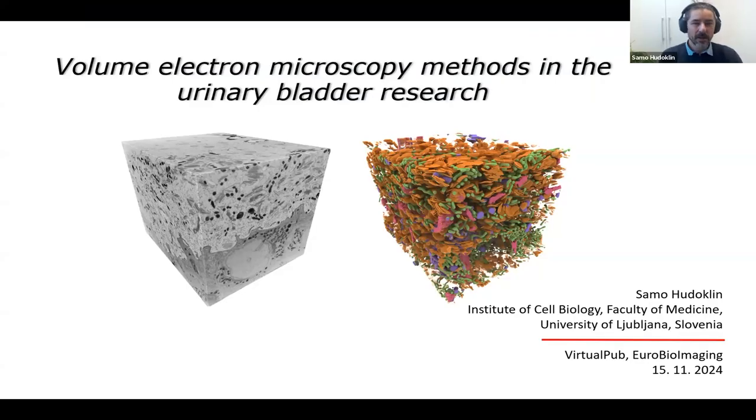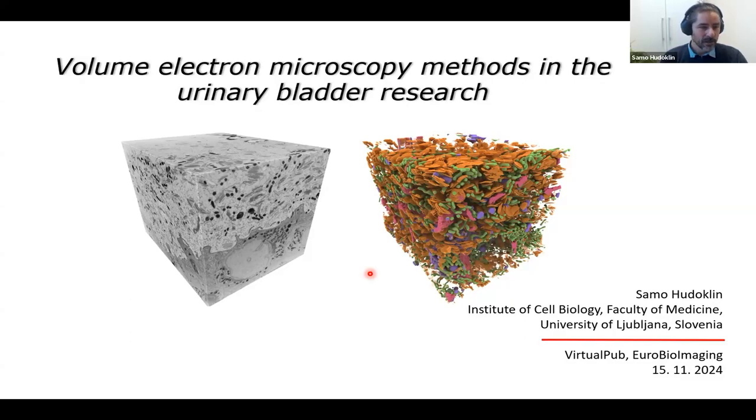As said, today I'm going to tell you a bit about a small overview of the techniques that we use at the Institute of Cell Biology. And since we are working with the urinary bladder, that will be the topic of the talk. If you have any questions, you can just raise them. You can stop me during the talk or afterwards, or just contact me and we can discuss or collaborate further later.